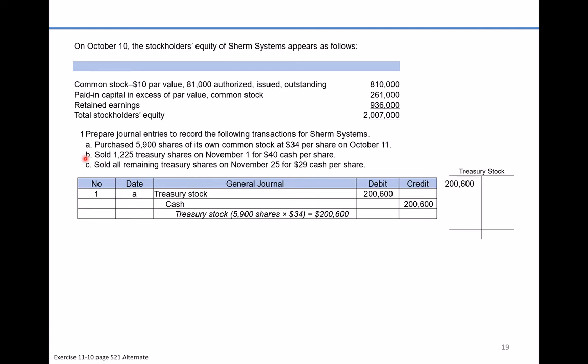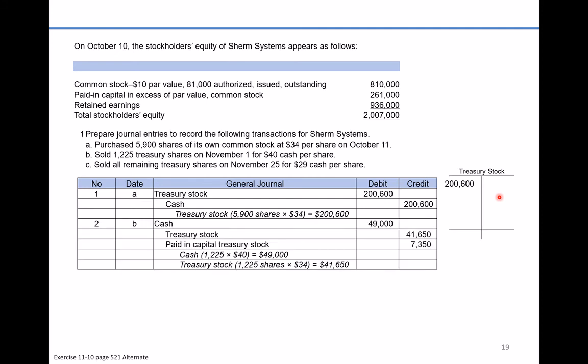In transaction B, when we sell some of those shares, we're going to take them out of the Treasury stock. And the rule is this, listen closely. We take those shares out of the Treasury at the price that they went into the Treasury for. So remember, they went in at $34 per share. We're going to take them out at $34 per share. So let's look at transaction B. It says we sold 1,225 shares for $40 per share. So how much cash did the company get? Well, 1,225 times 40, oh, they got $49,000 of cash.